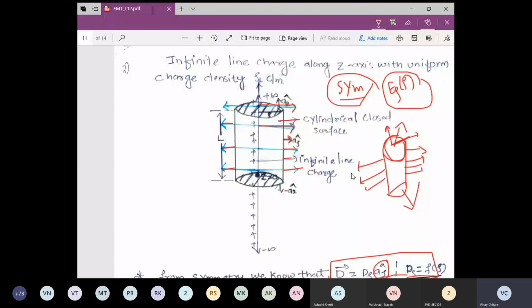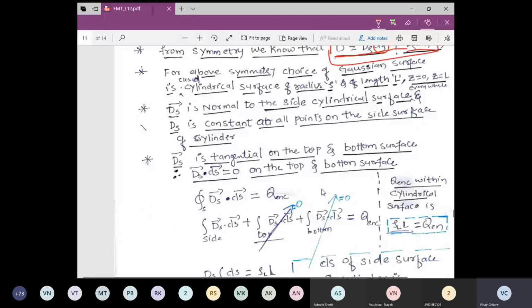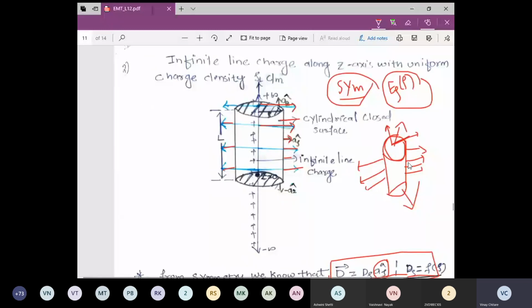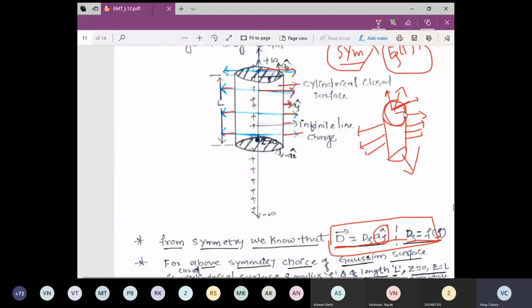And we know that if the flux density is tangential to that surface, the D dot dS will be 0. So now we'll apply Gauss's law. And also, as I said, the flux density is a function of rho alone. So for a given cylindrical surface of rho, obviously the flux density will be constant on that surface.